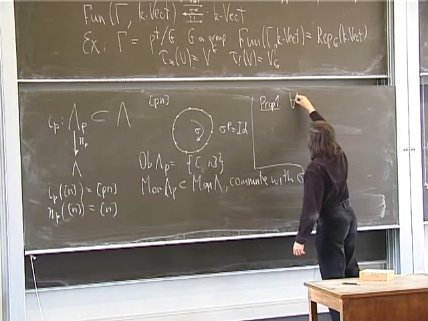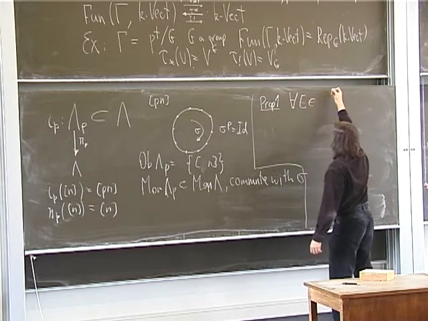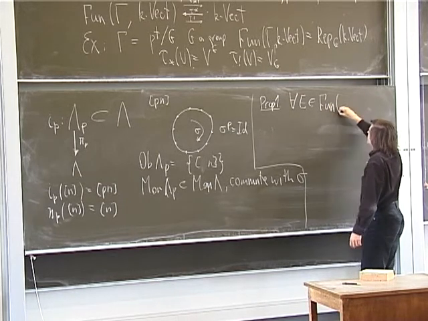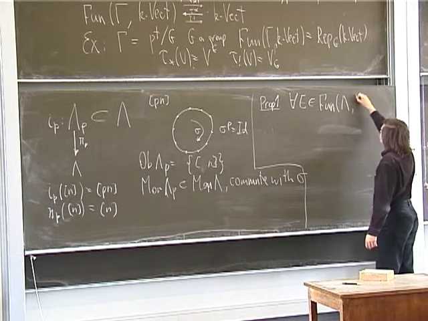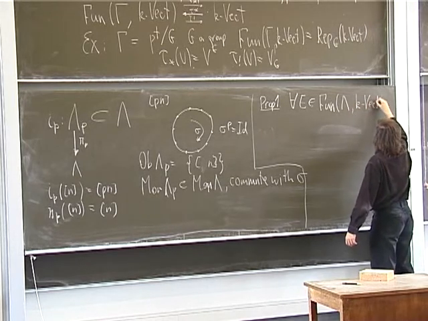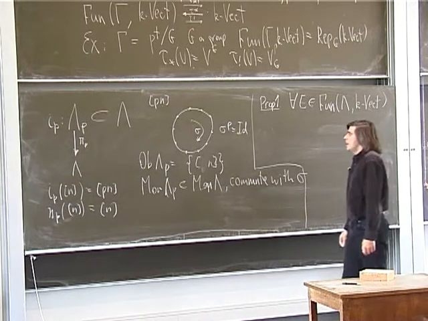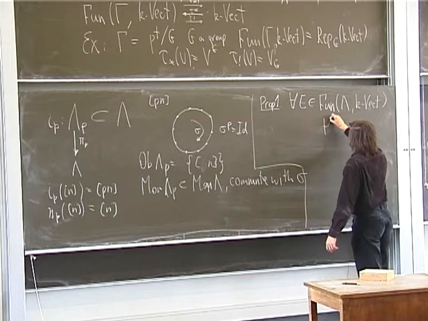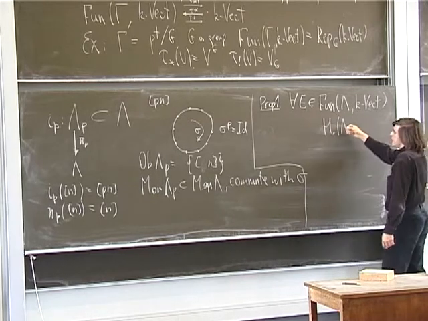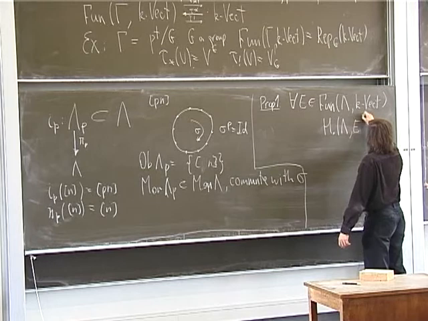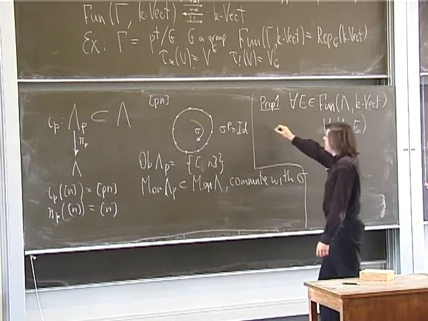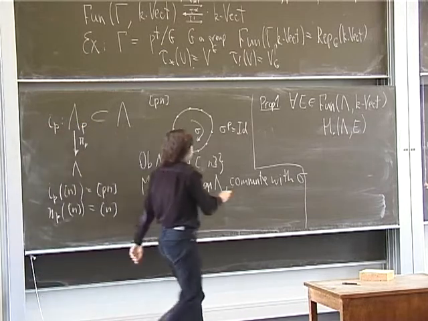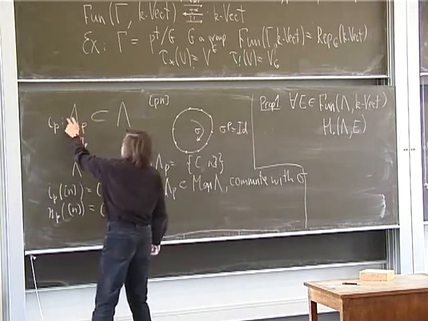For any cyclic vector space, or a functor from lambda to vector spaces E, we can compare two things. First of all, we can take just the homology of lambda with coefficients in E. On the other hand, we can take E restricted to lambda p by means of this embedding, and then compute the homology of lambda p.